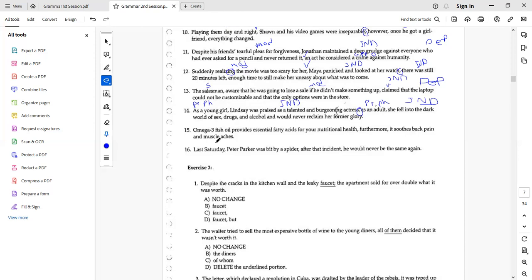Is it right? Take care. Look, if we have two independent clauses after each other, we have to look between them. No, here. Furthermore is with the second one. So omega-3 fish oil provides essential fatty acids for your nutritional health. Independent. Furthermore, it soothes back pain and muscle aches. Independent. But between them, we have to put comma fanboys, semicolon, or full stop. 16. Myrna.